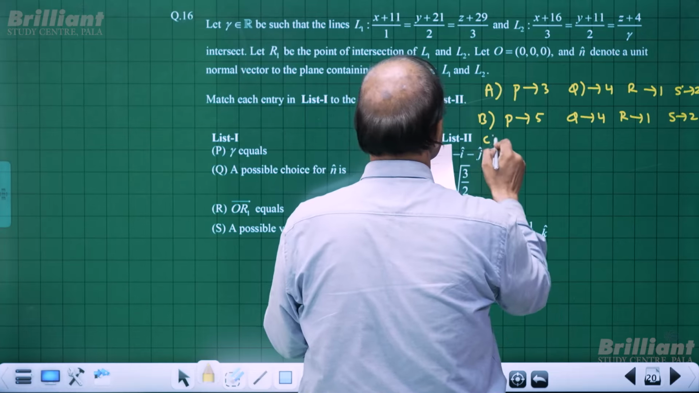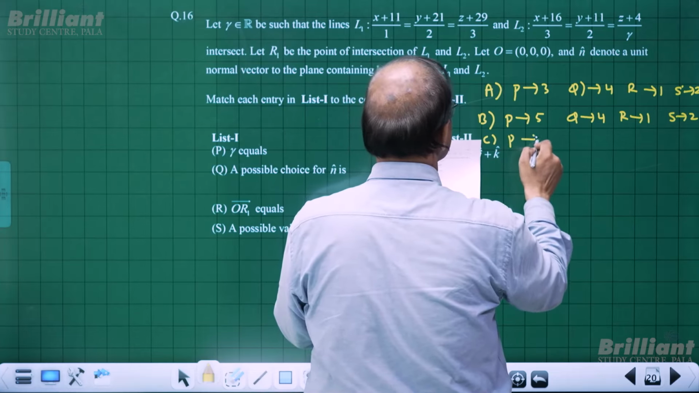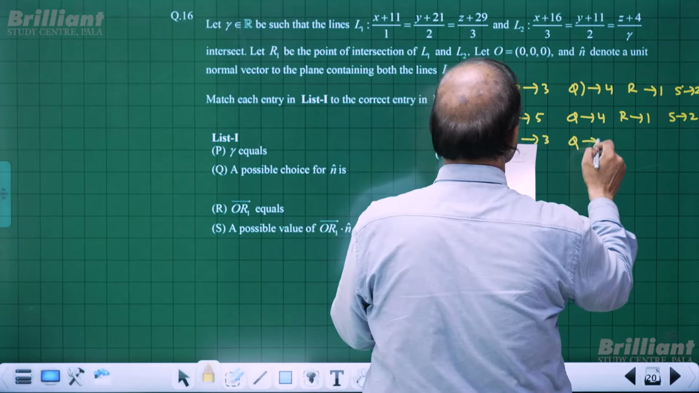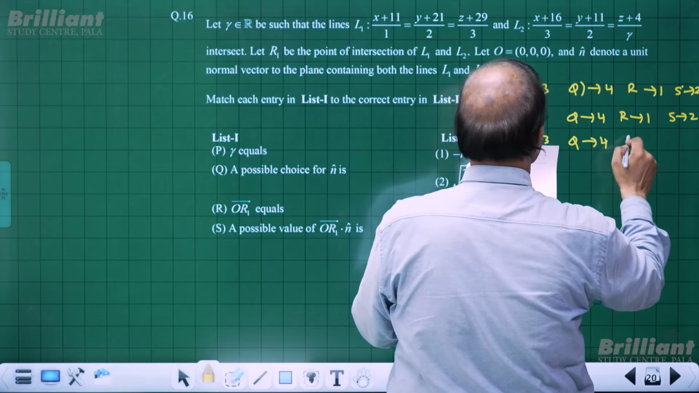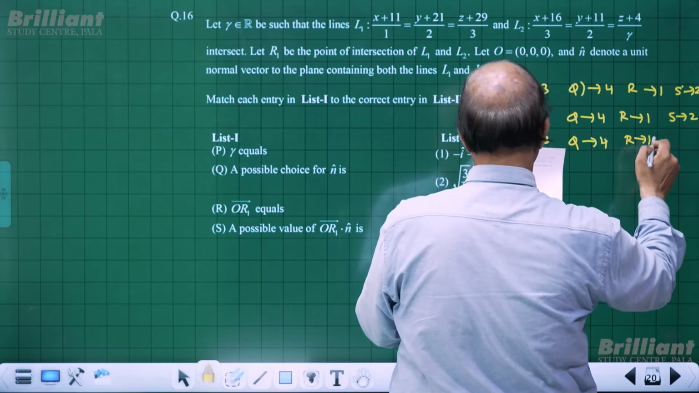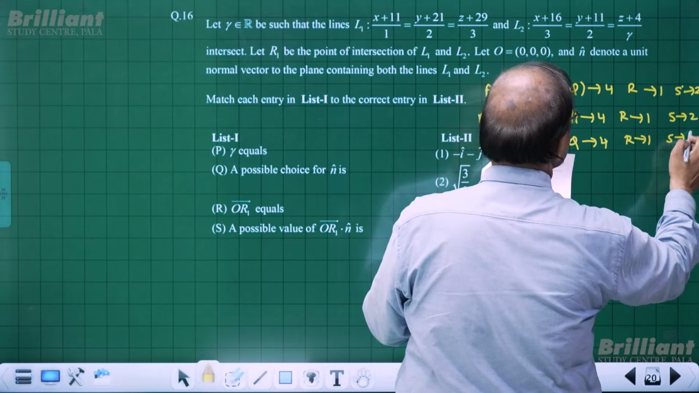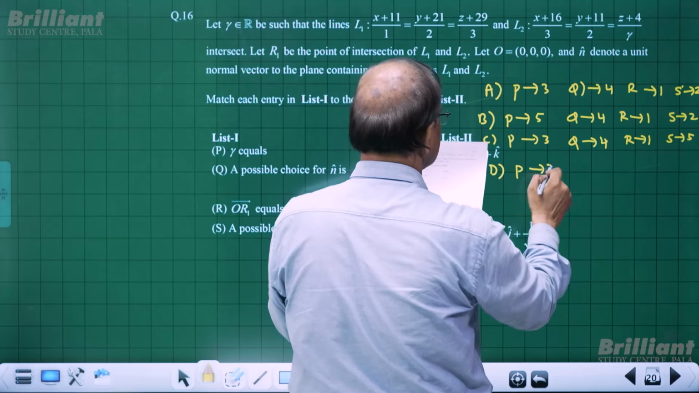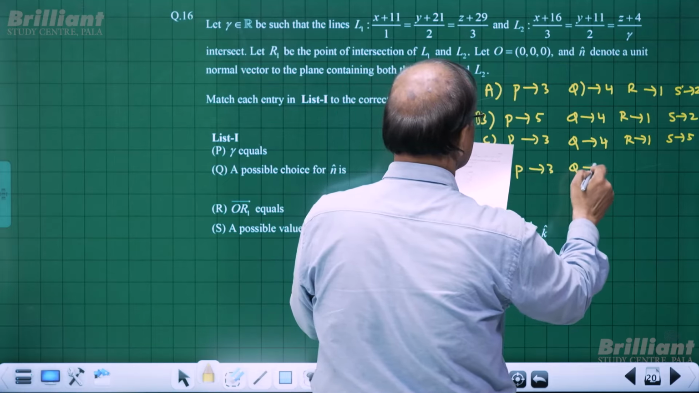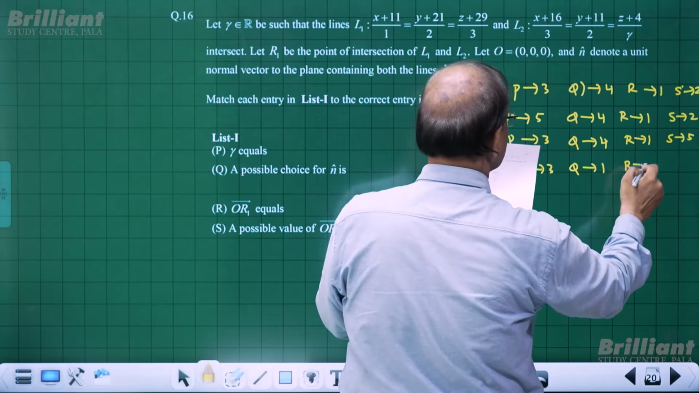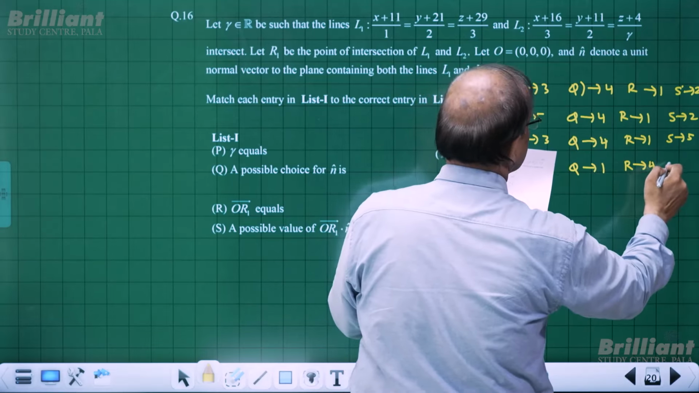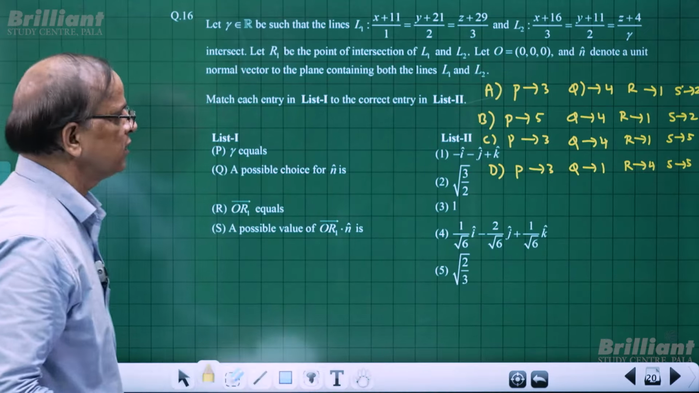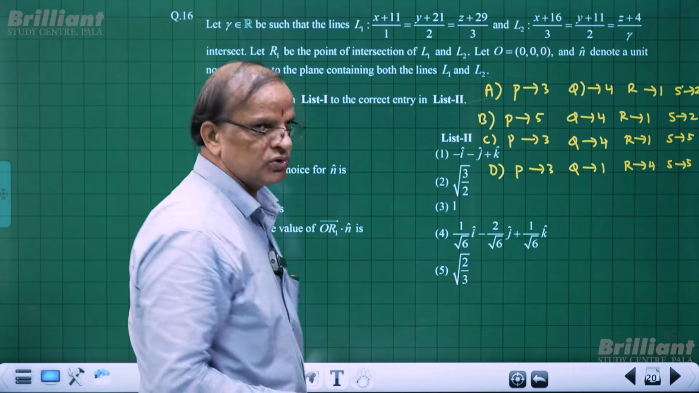And C is P3, Q4, R1, S5. And D is P3, Q1, R4, S5. Yes, these are the options. Okay, now we will do the question.